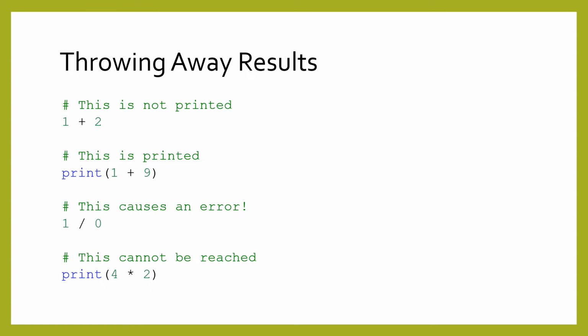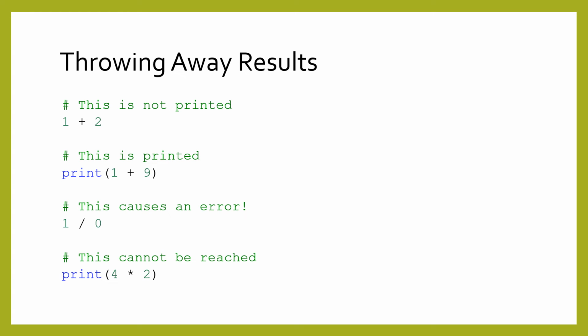Python will evaluate every expression, from the top of the program down to the bottom. Even if an expression is not printed, the result of the expression will be calculated. The first 1 plus 2 expression is evaluated and results in 3. But since that 3 is not printed or used in any way, the result is ignored and left behind. However, the 1 plus 9 expression evaluates to 10, which is then printed on the console.